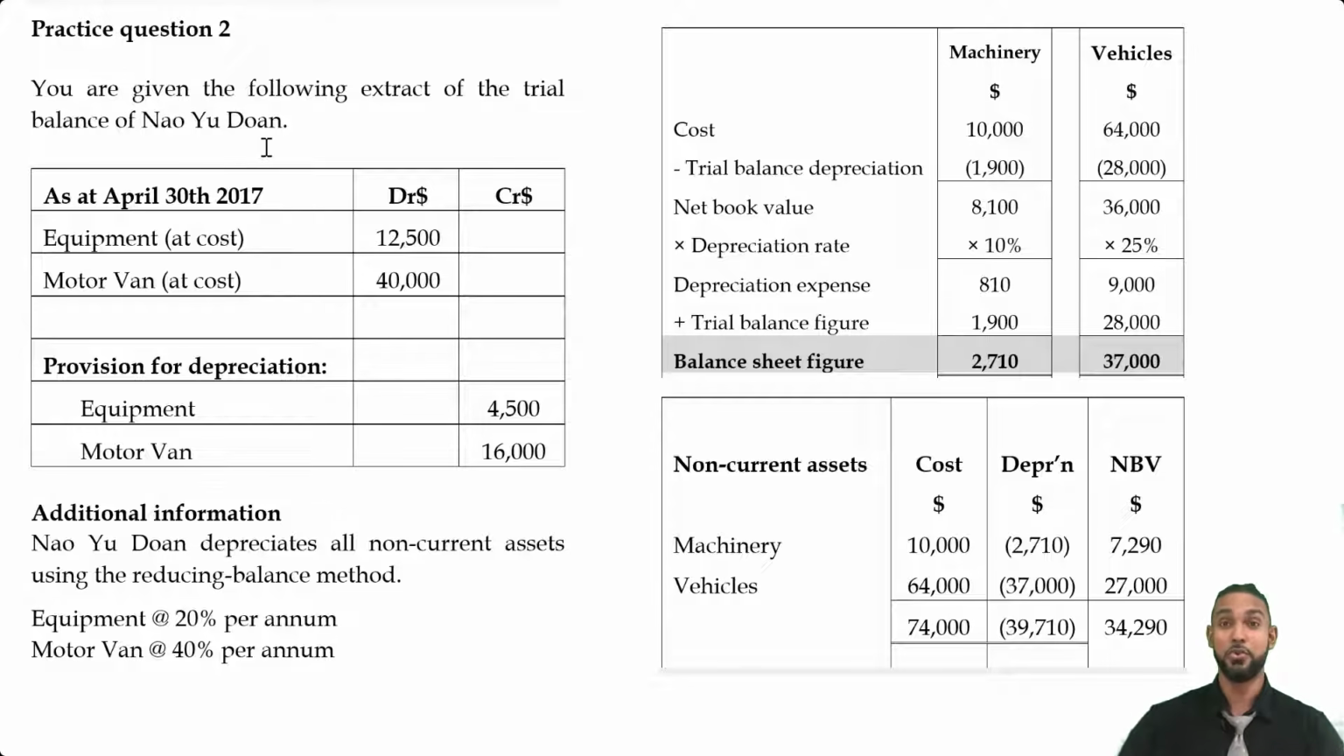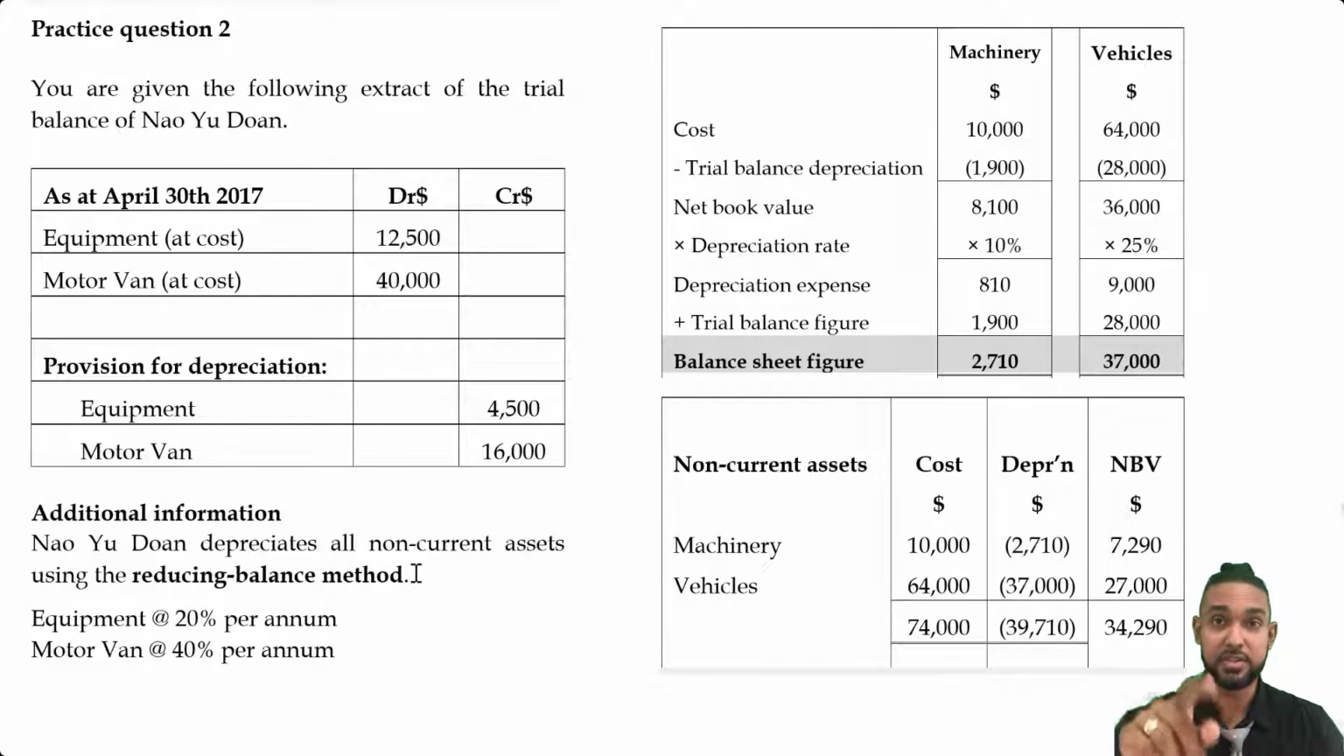All right, so let's take a read of the question's information. So you are given the following extract of the trial balance. So we have equipment and motor van as the cost of the assets there, and we have equipment and motor van, the provision for depreciation shown down there. Additional information: now, you depreciate all non-current assets using the reducing balance method. We have equipment 20% per annum, motor van 40% per annum. So again, we're using the reducing balance method of depreciation, which we know requires us to multiply the depreciation rate by the net book value of the assets.